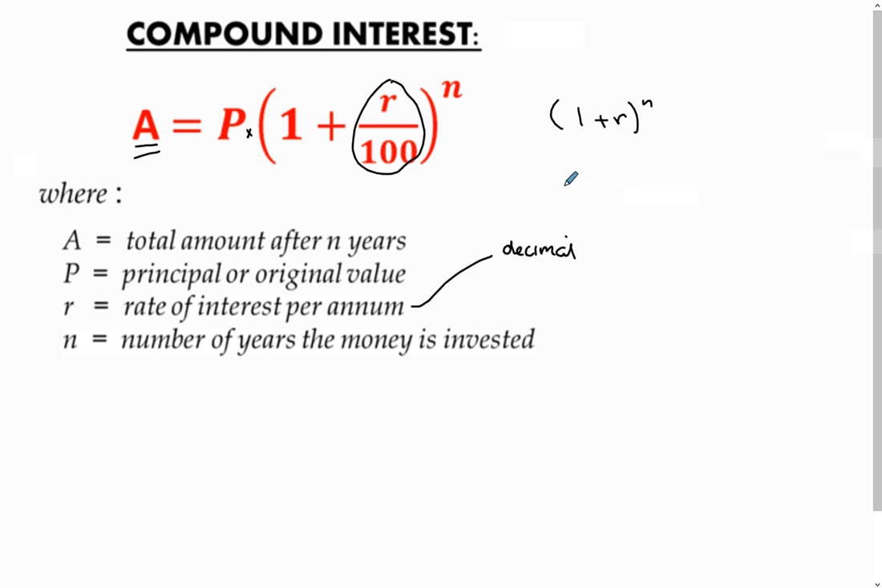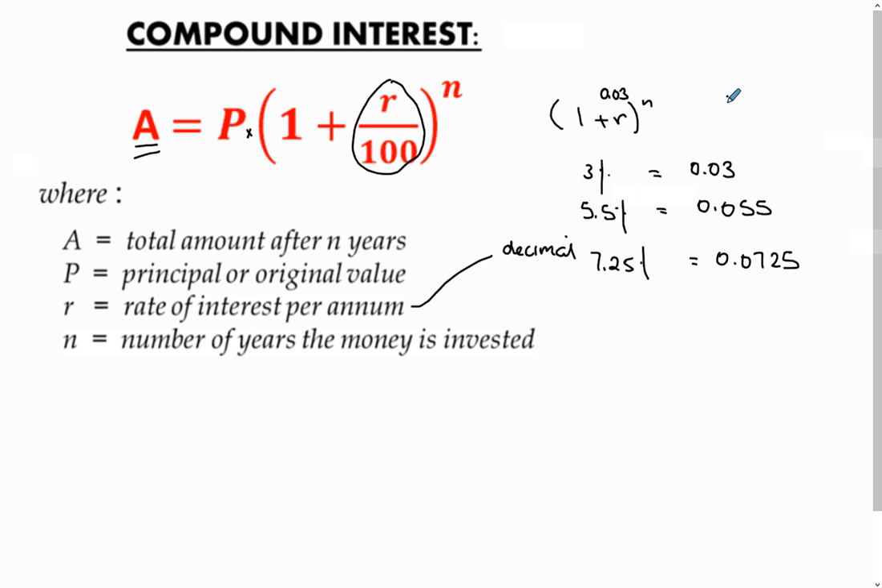So rather than writing the r over 100, I just write 1 plus r to the power of n. So if I have 3 years, 3% interest, then 3% as a decimal would be 0.03. If I had 5.5%, then it'll be 0.055. All right. If I had 7.25%, then I'd have 0.0725.